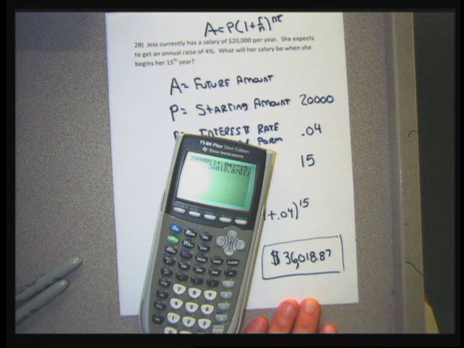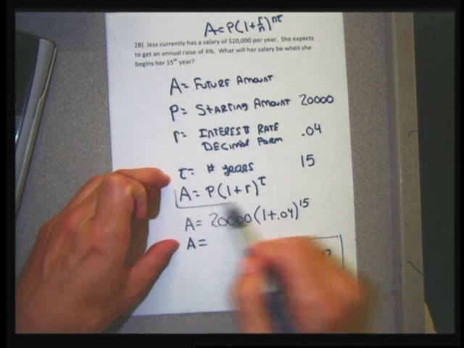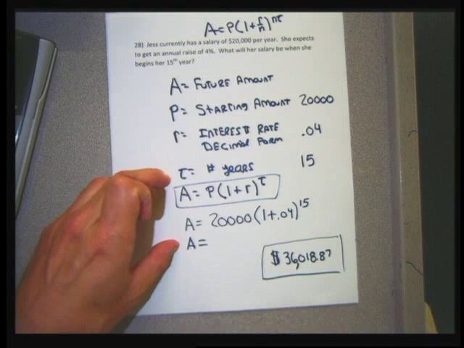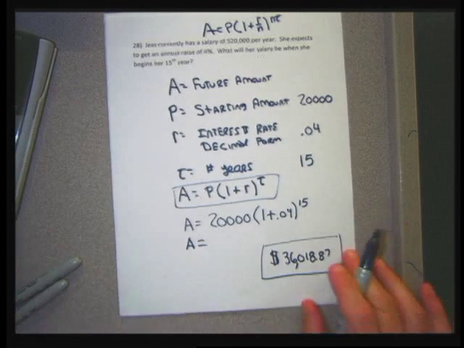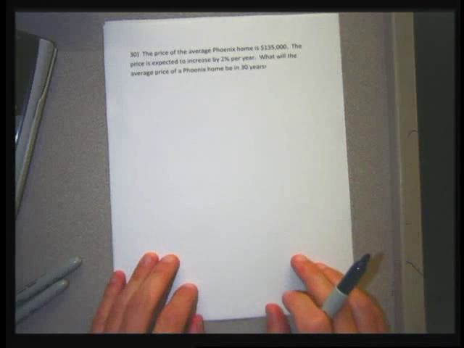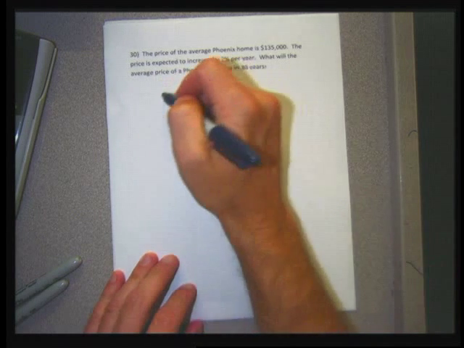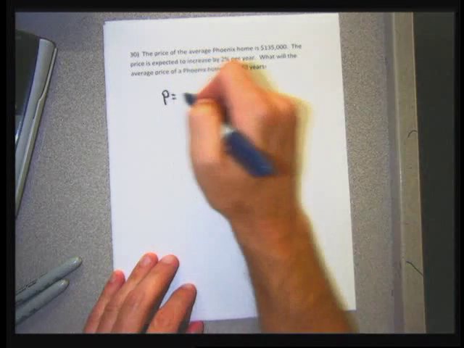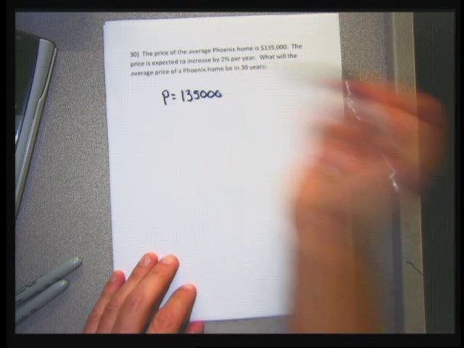So I'm going to do the same thing for 30. I'm going to use this formula, A equals P times 1 plus R to the T power. But in order to use that formula, I need to have values. The values are going to be in the word problem itself. So in problem 30, the P is going to be the average price of the house. The P is the starting dollar amount, and that $135,000 that is the average price of a home right now is going to be my P.